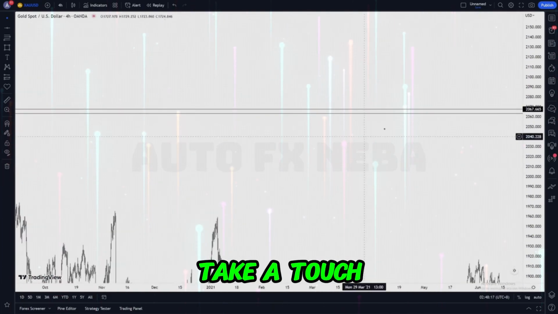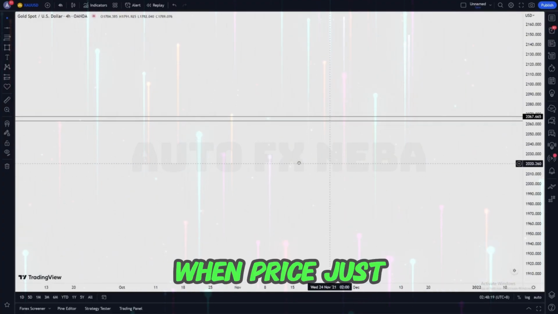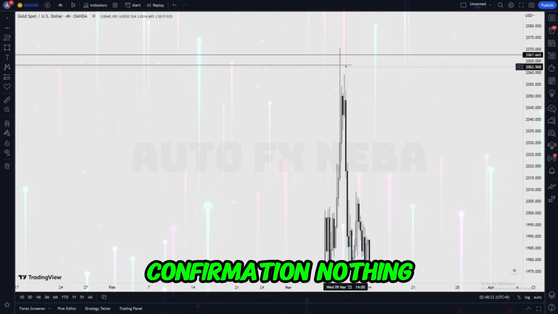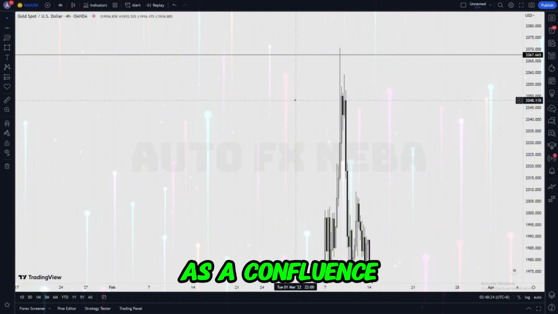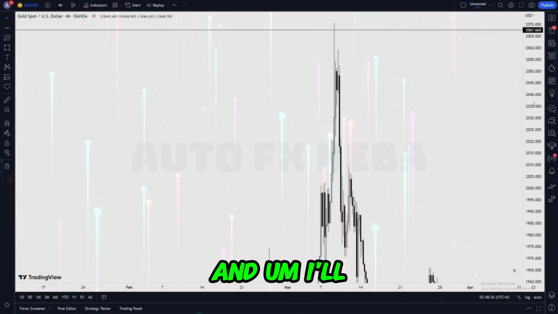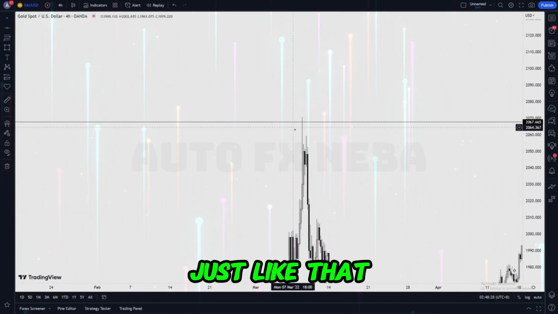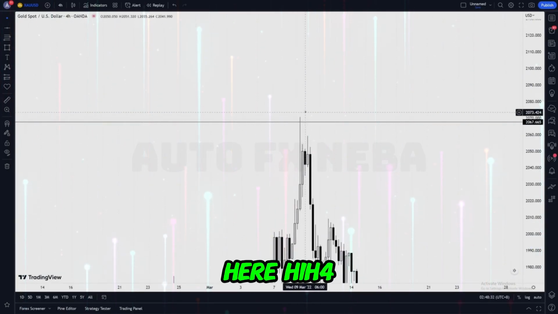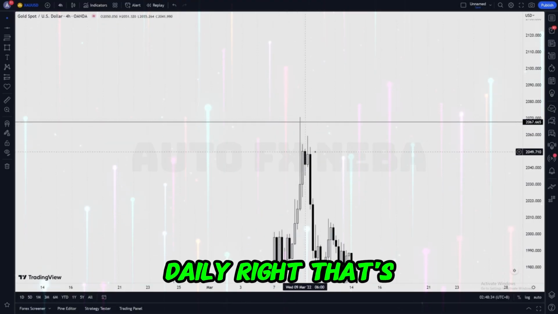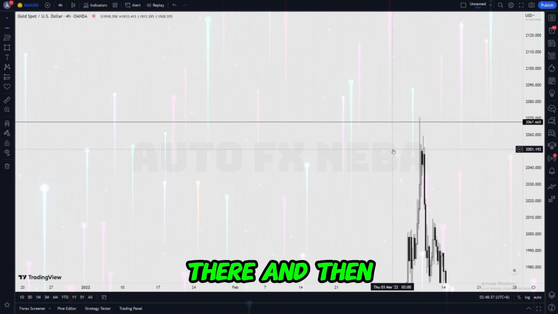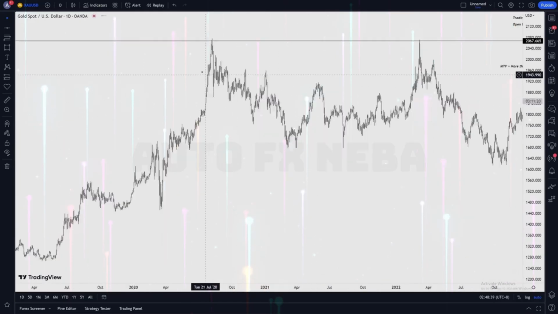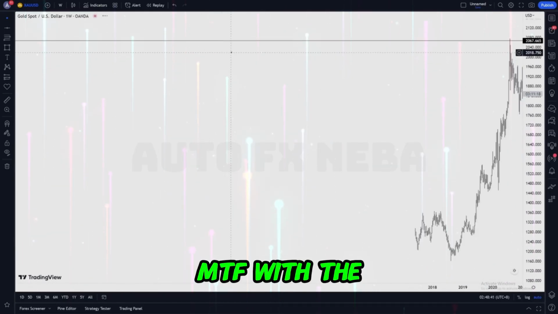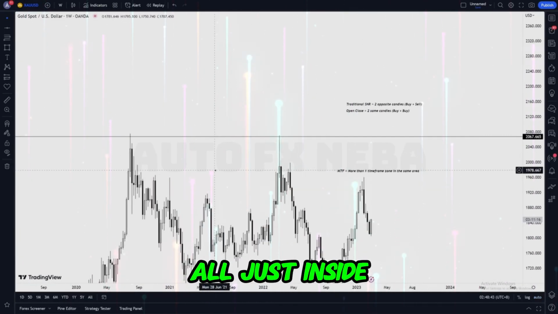And then I would just take a touch trade, they call it a touch trade, when price just goes there, no confirmation, nothing. I would use trend lines as a confluence, and I would just take that touch trade just like that. The price just touches it. Hey, there was definitely an H1 in here. H1, H4, daily. That's the H4 right there, and that's the daily, and then MTF with the weekly. So it's all just inside.